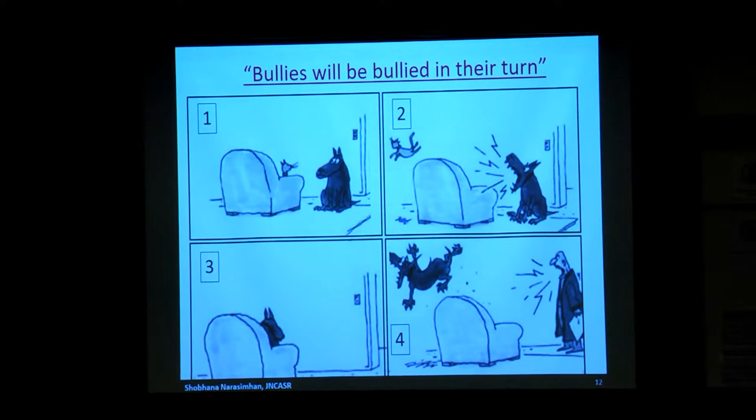Okay, so this is the one that most people, I think, have answered. The dog is yelling at the cat, and the cat runs away, and then the dog sits, and then the dog is yelled at. So the message of this could be, like, bullies will be bullied in their turn. Okay? How many people thought this was the logical one? Okay, a lot of people.